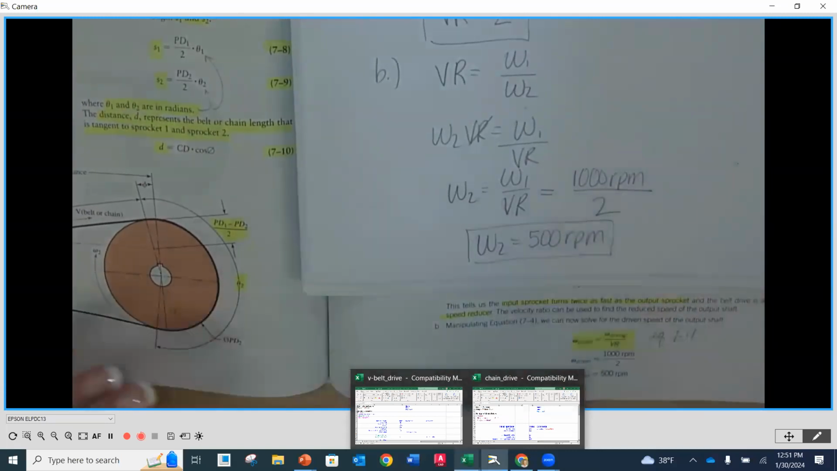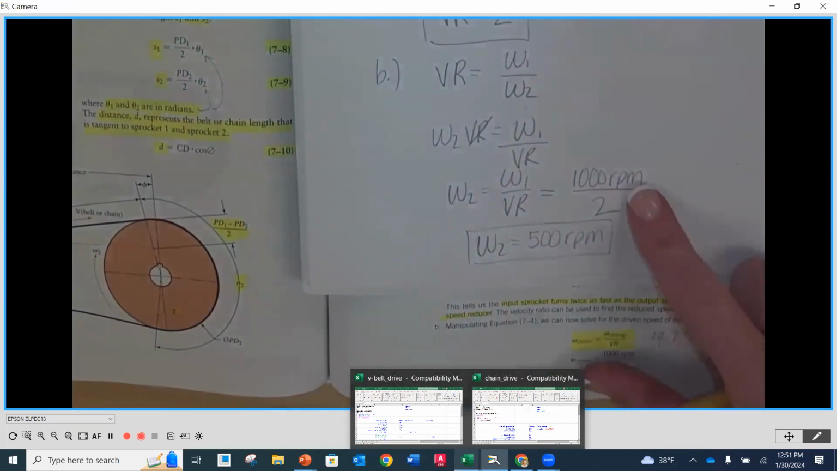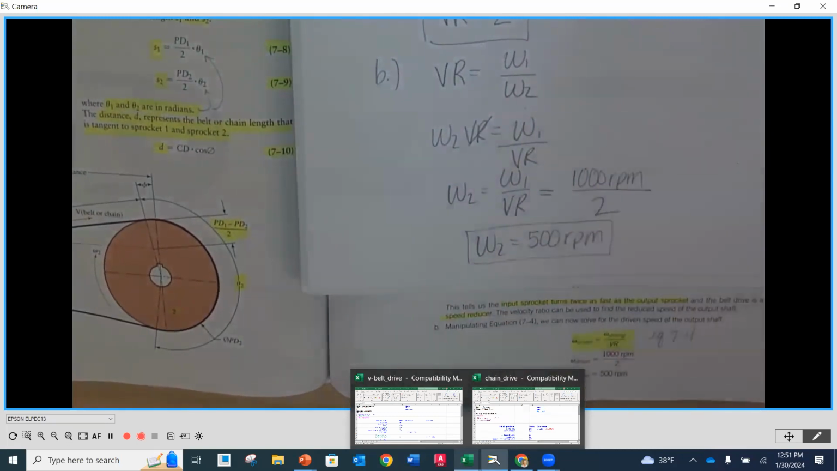Make sure you put your units in all phases of the problem. Add the units here because I don't want them to magically appear in the final answer. I want to make sure that you set this up correctly, and having the units in here, canceling them out, ending up with the correct units lets us know that we set this up correctly. Any questions there on part B?